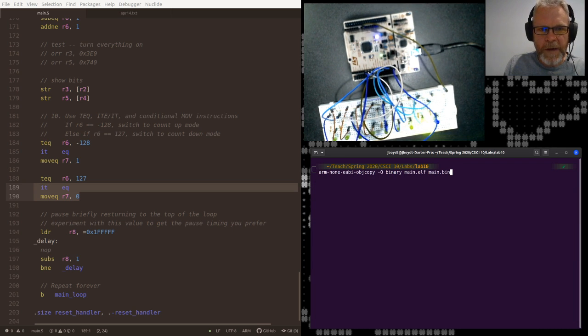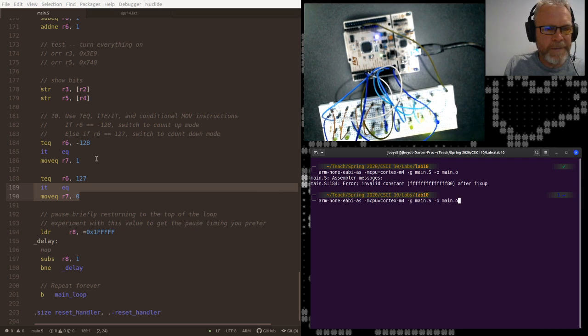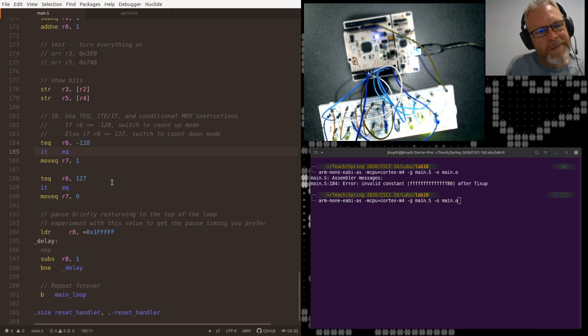So clear. So now I'm going to go build all that stuff. Assemble. Oops. Line 184 has a mistake in it. It does not like that -128 there. So we're going to have to do something about that. It does not like my -128.